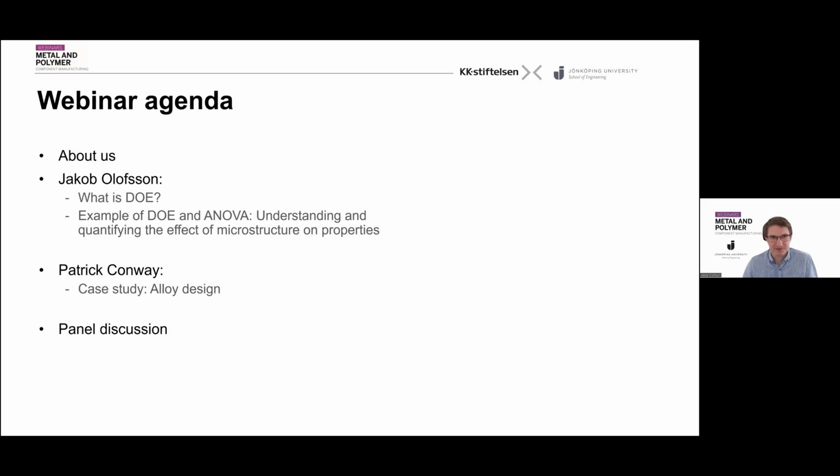So the agenda today: we will introduce ourselves a bit, then I will say something about what design of experiments is and give an example of how to use DOE and ANOVA, which is another concept I will introduce here. The example is on understanding and quantifying the effect of microstructure on properties and seeing how we can really evaluate the data with statistical significance. Then Patrick is going to introduce a case study on alloy design before we move on to the panel discussion. So Patrick, feel free to introduce yourself a bit here.